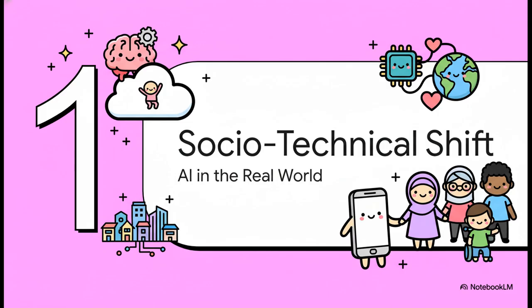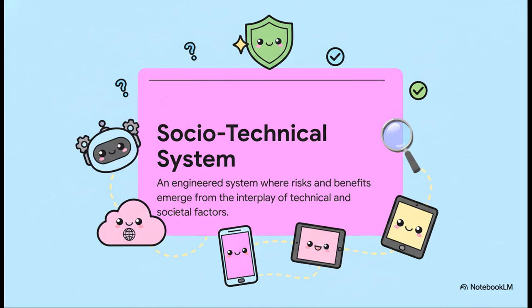See, AI doesn't just live on a server somewhere. It's out here in the real world, interacting with all of us, with society, in some really profound ways. There's actually a great term for this from the NIST AI risk management framework. They call it a socio-technical system. Now that might sound a little academic, but all it really means is that the risks and the benefits don't just come from the technology itself. They emerge from that messy, complex interplay between the tech and us, society. It's not just about the algorithm, it's about what happens when that algorithm gets into our hands.